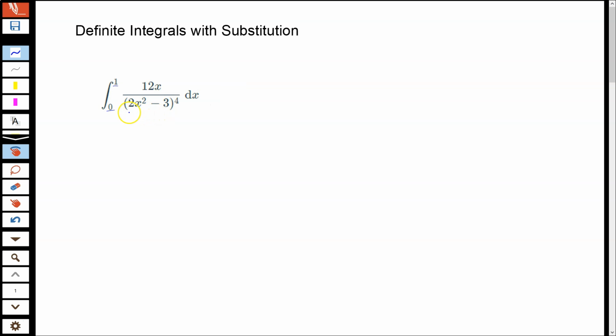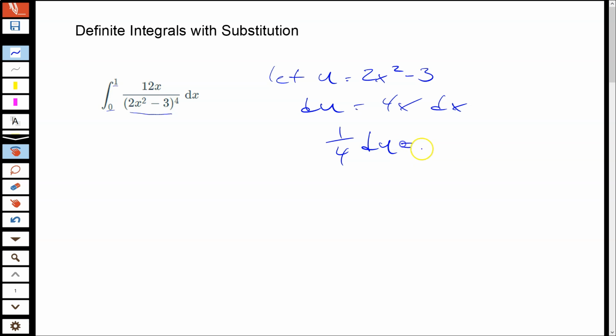So notice this expression inside of parentheses has a derivative that is a multiple of x, right? So the derivative of x squared is x. That's going to be my u. So let u equal 2x squared minus 3. du is going to be 4x dx. That means 1/4 du equals x dx.